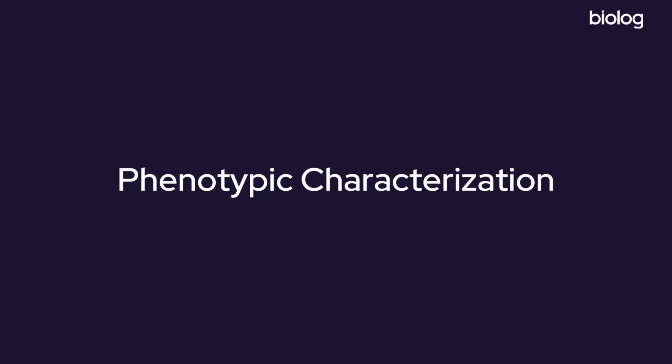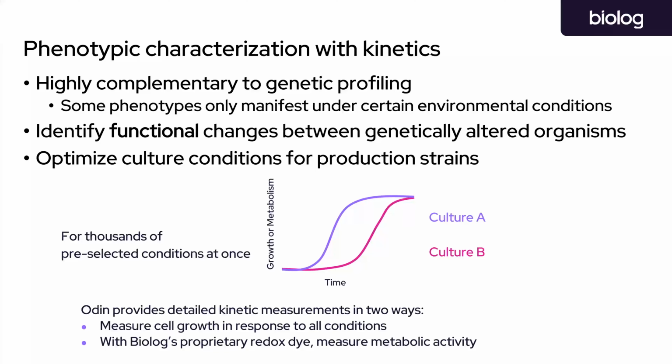So for the first part, I'll just talk a bit more about characterizing phenotypes of microbes. All right. So, as I mentioned before, phenotypic characterization is really complementary to genetic profiling. So, this really helps you assess the true fitness of a strain or an organism in a way that if you just sequenced it, that wouldn't tell you. So, for each one of those thousands of conditions that we have available in that panel of plates that I showed you, Odin will automatically read and generate these kinetic curves. I'm just showing you one example here, but it will do this for every well of every plate. And then it can compare them to each other.